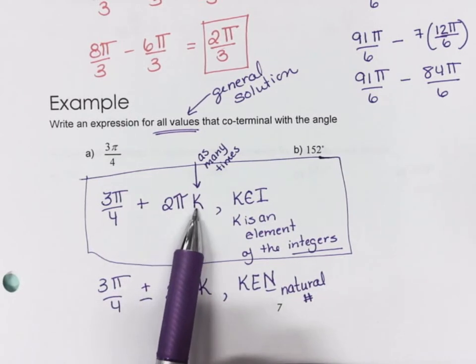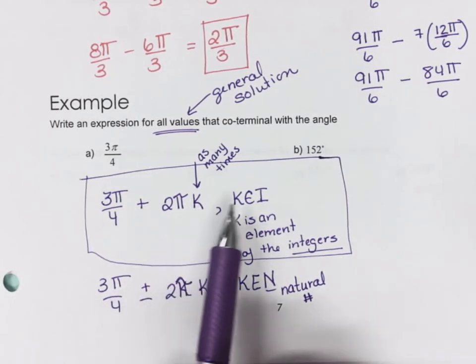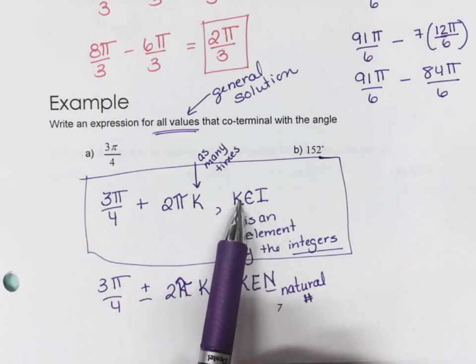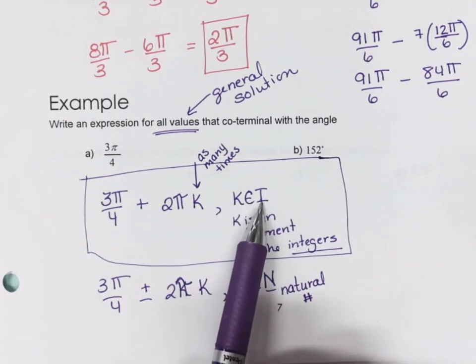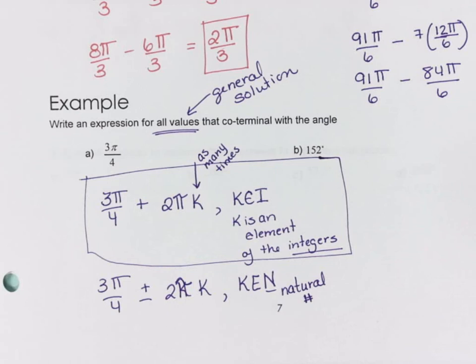You've introduced a new variable, so you need to define your variable. So k is an element of the integers. All you're saying is that k has to be a whole number. It can't be a decimal, but it can be positive or negative. That's all you're saying. You did the math. Now you're making it mathy. Okay, now we got to do the 152.